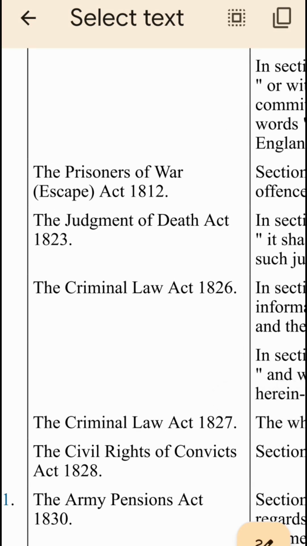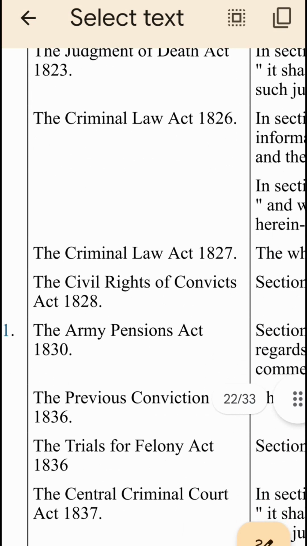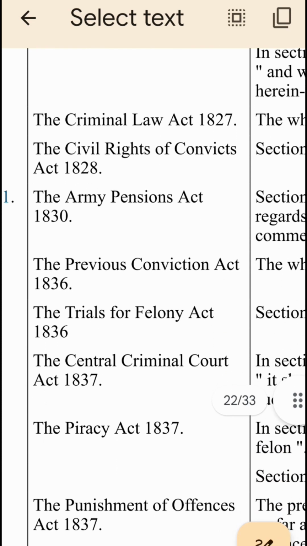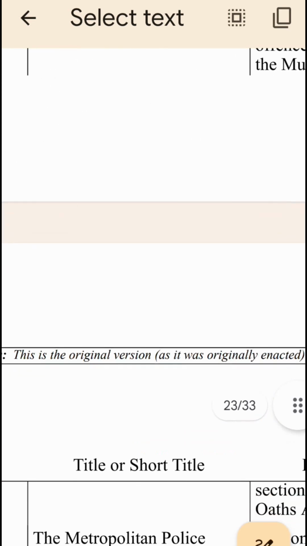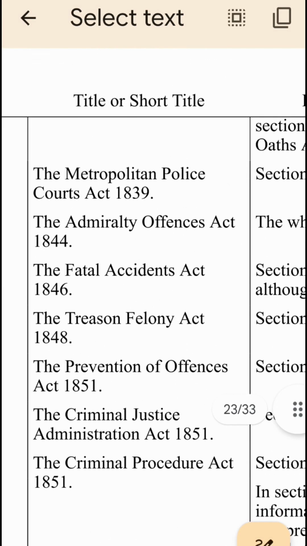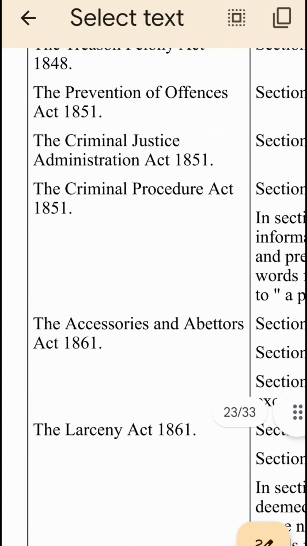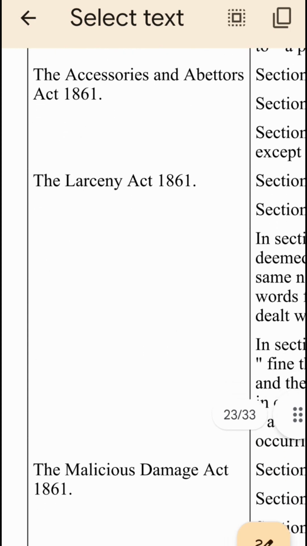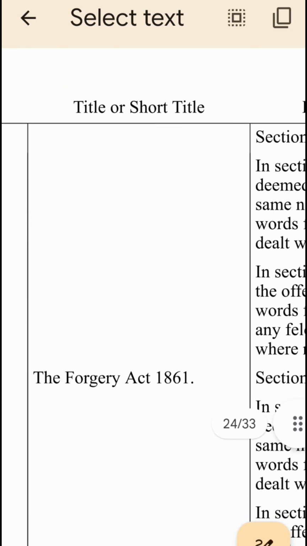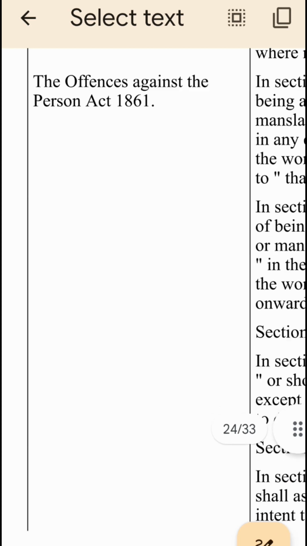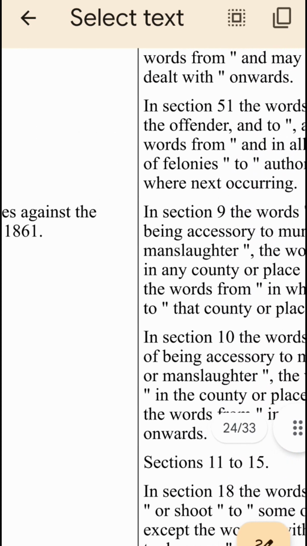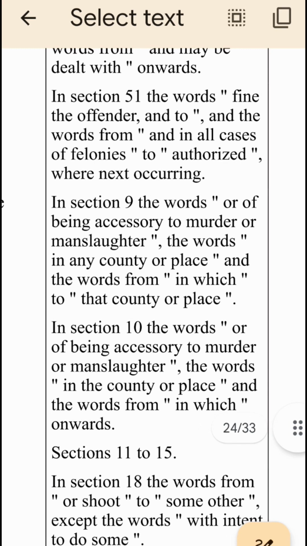Criminal Law Act 1827 and 1826, the Civil Rights of Convicts, Army Pensions, Previous Conviction Act, Trials of Felony, another Central Criminal Court Act, Punishment of Offences. Look at all these. The Metropolitan Police Courts Act, Prevention of Offences, Criminal Procedure Act, the Accessories and Abettors, Malicious Damage, Forgery, Offences Against the Person. That's got to have something, the words, and of being murder, manslaughter.